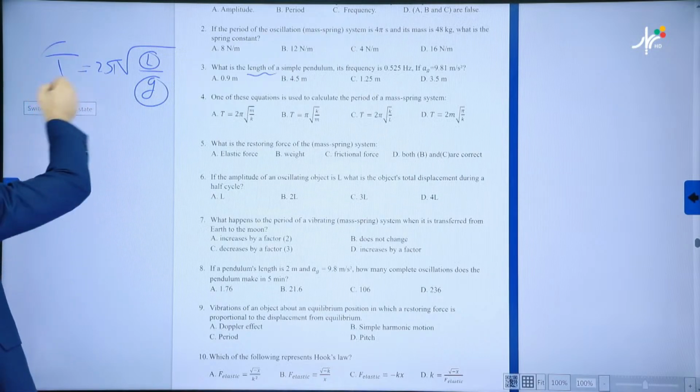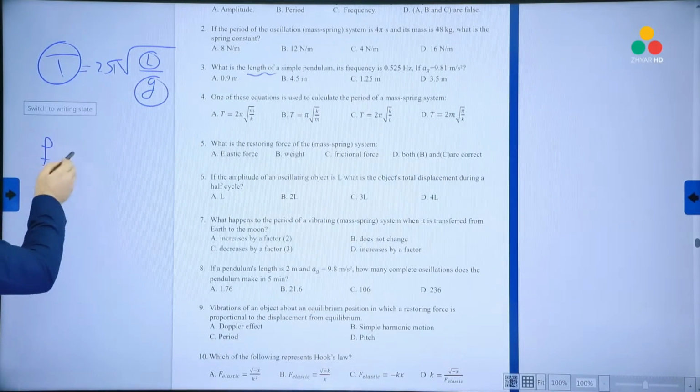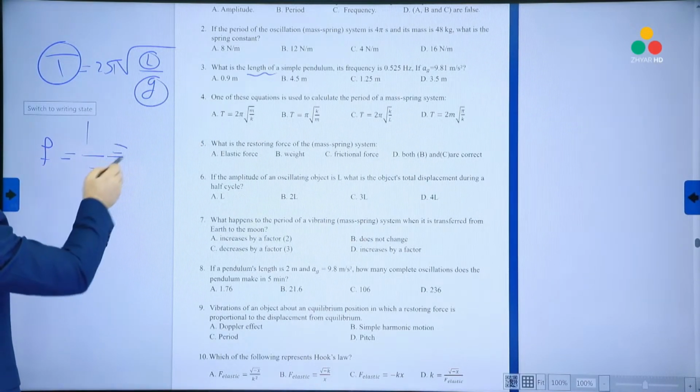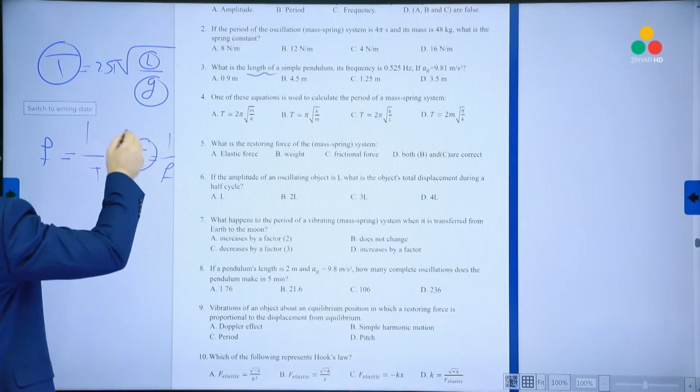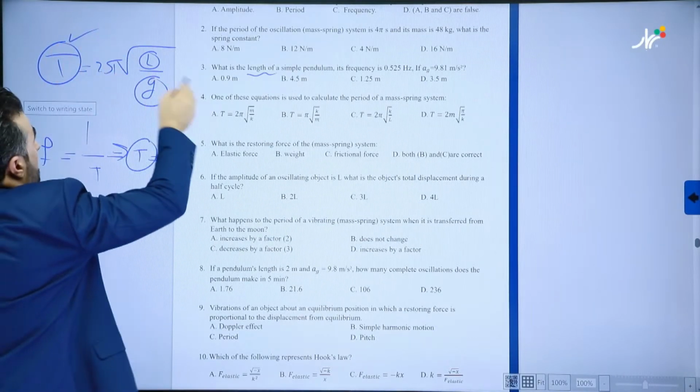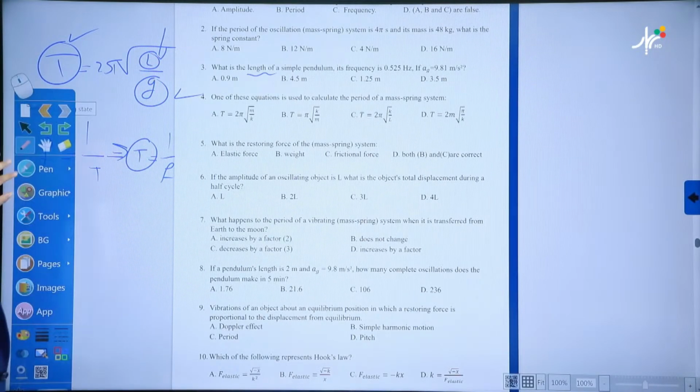Okay, but do we have the period? No, we don't. But instead of the period, you're given something else. You're given the frequency. So you're going to use the frequency to find the period. Period equals 1 over the frequency. So now using this, you will have the period, and now you can find the length of the pendulum.